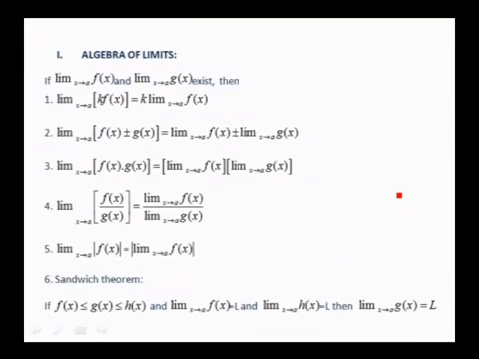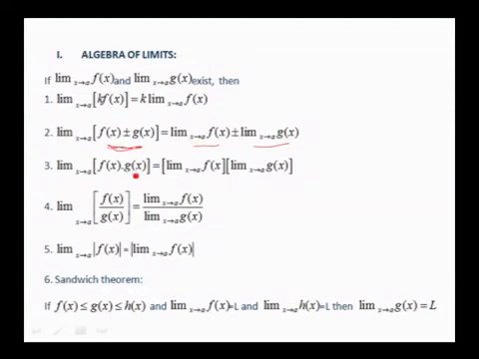Algebra of limits. Of course these things you know: if you have limit of f(x) as x tends to a and limit of g(x) as x tends to a, if both of them exist, then if you multiply by k into f(x), k is some constant, it is k into the limit of f(x) as x tends to a. The limit of f(x) plus or minus g(x) as x tends to a is the limit of f(x) plus or minus the limit of g(x). You can just separate them.